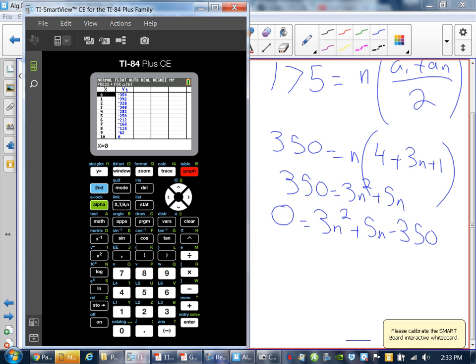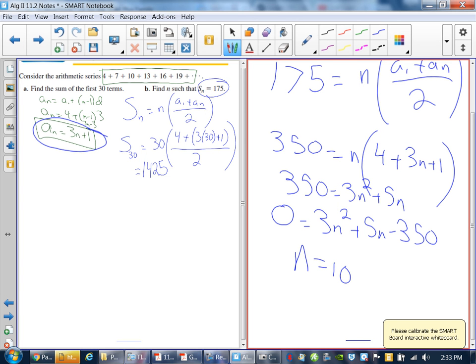So does it matter if you have to factor? No. Because am I going to take the calculator away from you? No, I hope not. No calculator, maybe on the test. What is that telling you? Is that telling us that n is 10? It's telling you that you have to add up 10 of these numbers in the sequence to equal 175.